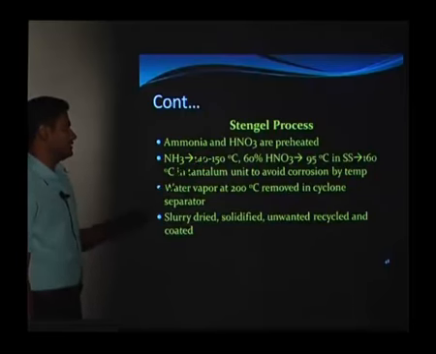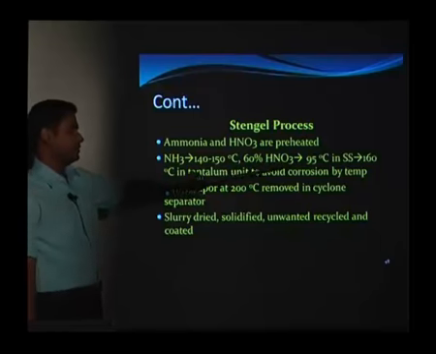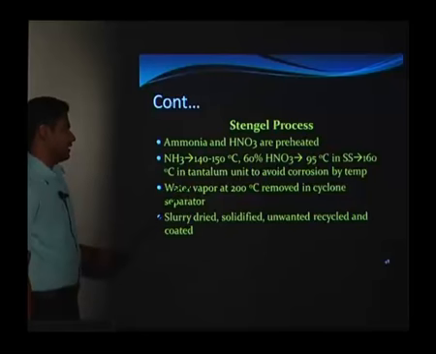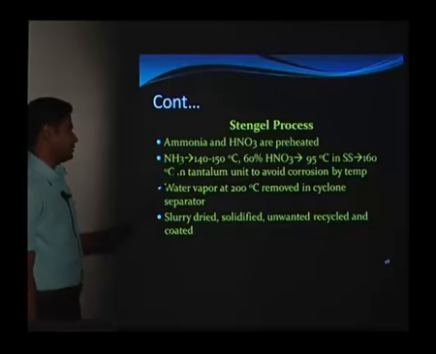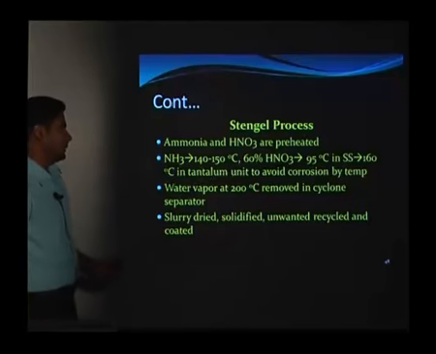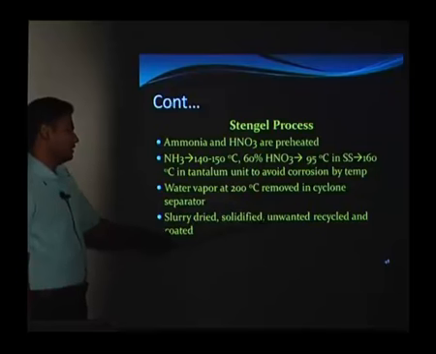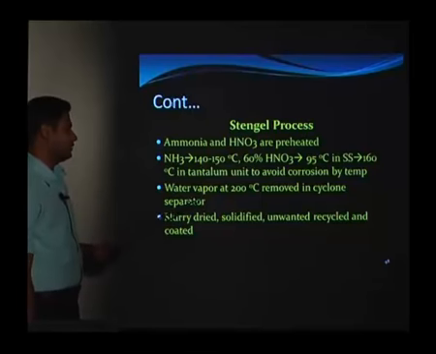Then in this process, ammonia is preheated to 140 to 150 degrees Celsius and 60% HNO3 to 95 degrees Celsius in stainless steel, and 160 degrees Celsius in the tantalum unit to avoid corrosion by temperature. Ammonia at this temperature and 60% HNO3 up to this temperature in stainless steel and then 160 degrees Celsius. Then water vapor at 200 degrees Celsius is removed in a cyclone separator, and the slurry is dried, solidified, and the unwanted material is recycled and coated. So this is the technical process we have seen in the process flow diagram.